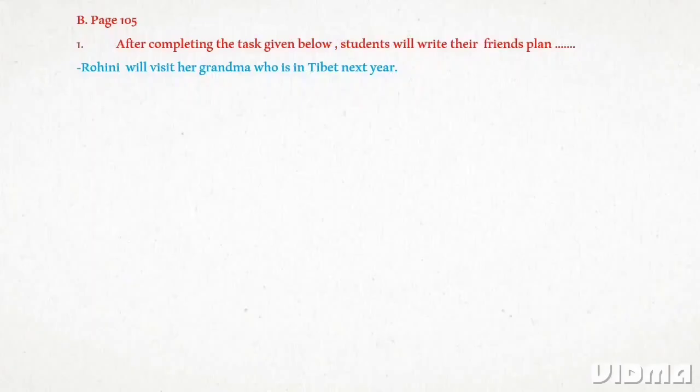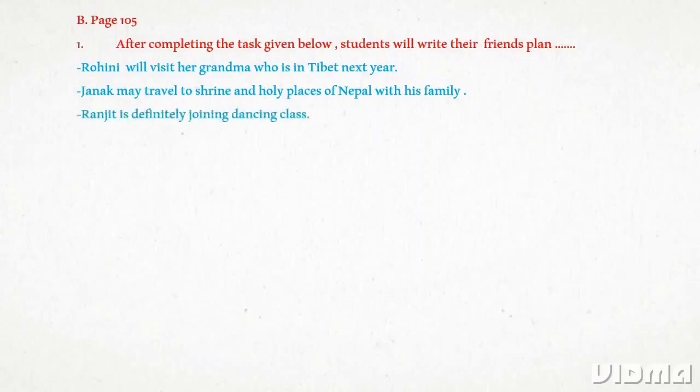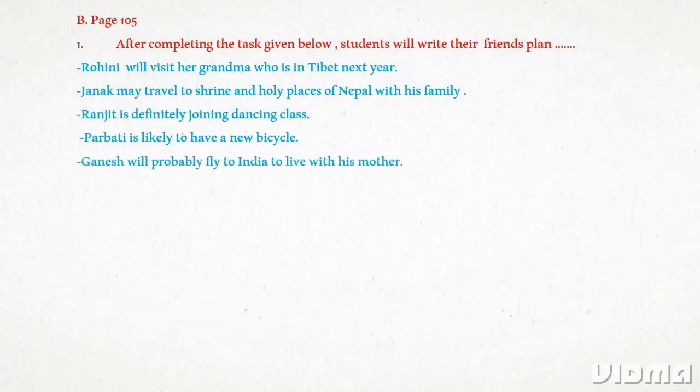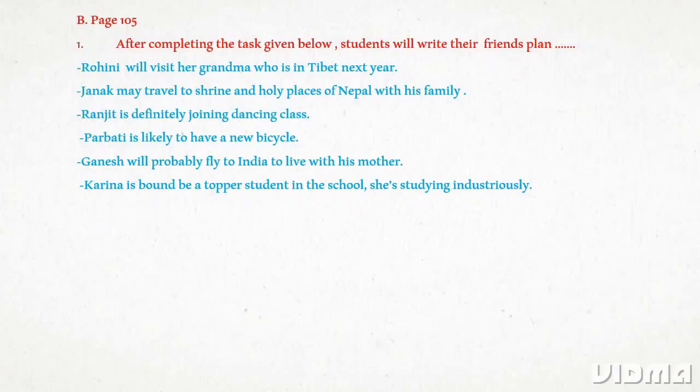Okay, answer. Rohini will visit her grandma who is in Tibet next year. Janak may travel to shrines and holy places of Nepal with his family. Ranjit is definitely joining dancing class. Parvati is likely to have a new bicycle. Ganesh will probably fly to India to live with his mother. Karina is bound to be a topper student in the school. She is studying industriously.